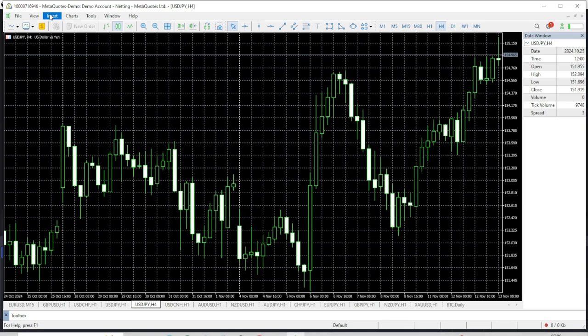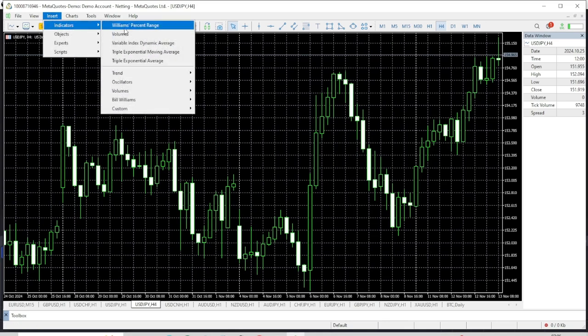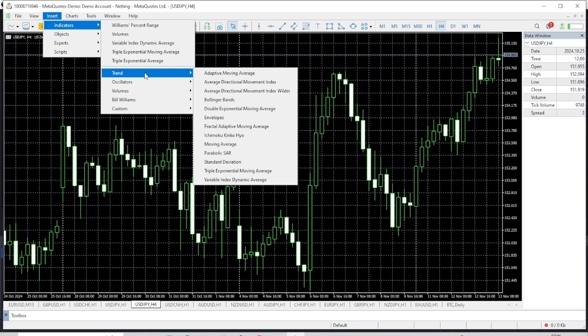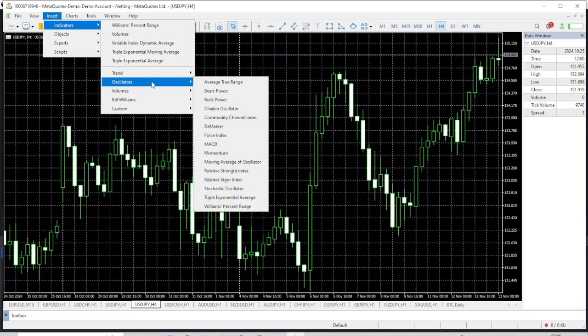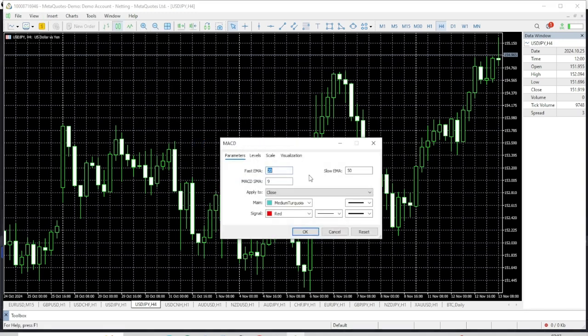So number one, we are going to insert the oscillator MACD. There are different MACD settings, but we are going to be introducing you to the default setting. The fast EMA is 12, the slow EMA is 26, and the MACD SMA is 9. This is going to be applied to close.